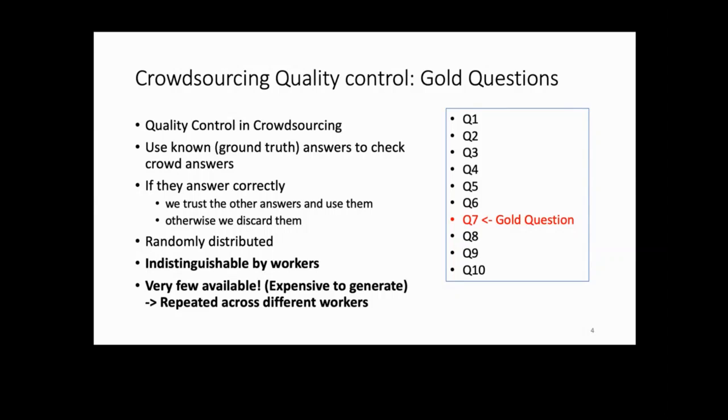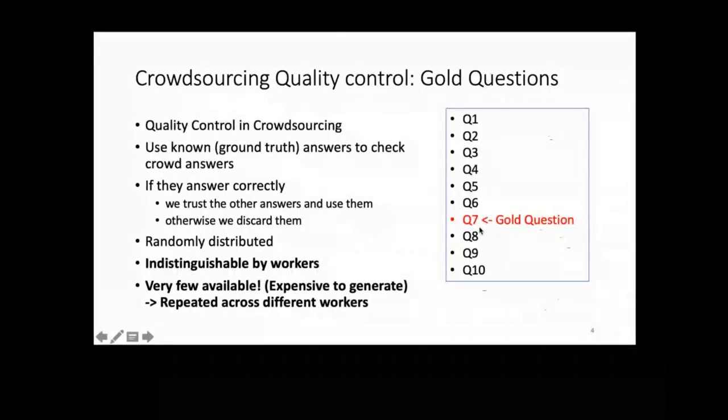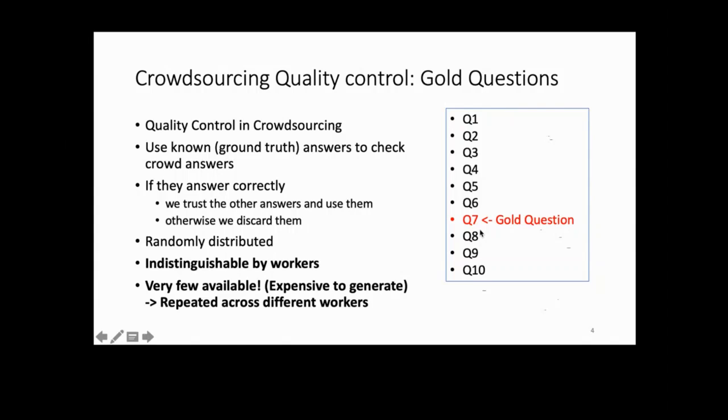This means that if you show 10 questions within a task to a crowd worker, 1 out of 10 is a gold question, which means you know the correct answer for question 7, but you don't tell it to the workers. You let the workers answer all 10, and then you check if they answer question 7 correctly. If they did, you trust that all the other 9 are good quality. If they make a mistake on question 7, you throw away all the other answers.